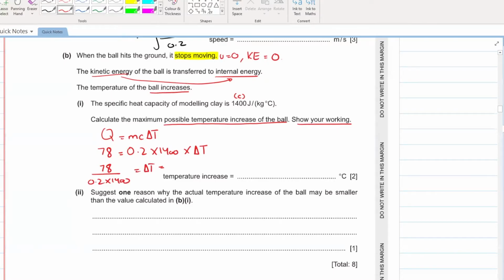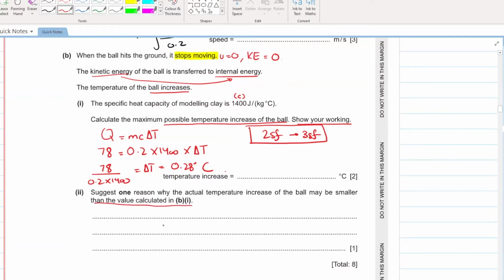Can you guys calculate this maximum temperature change? Any geniuses in the chat who would like to give the answer to this? By calculator, you just have to put these values, 78 divided by 0.2 into 1400. This comes out to be 0.28 degree centigrade. Simple as that, nothing complicated here. कुछ complicated नहीं.